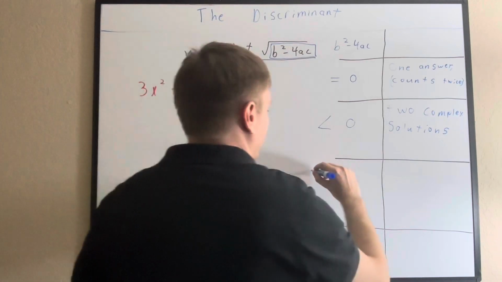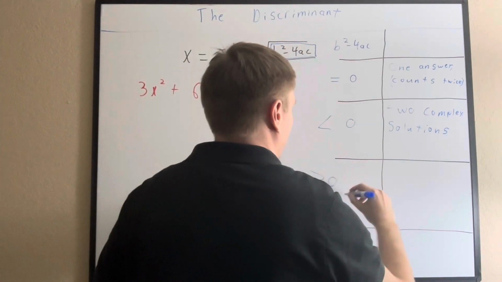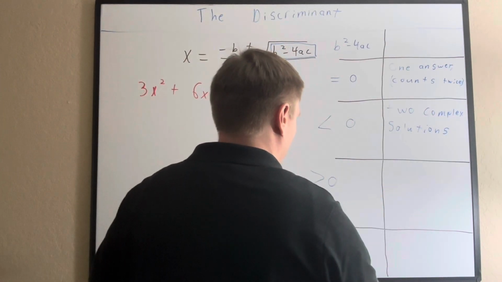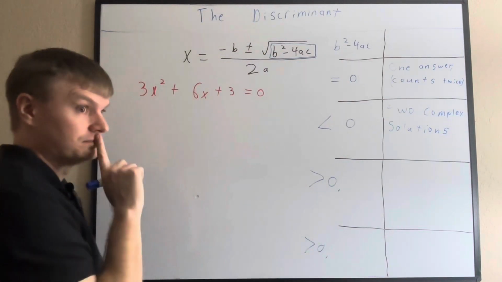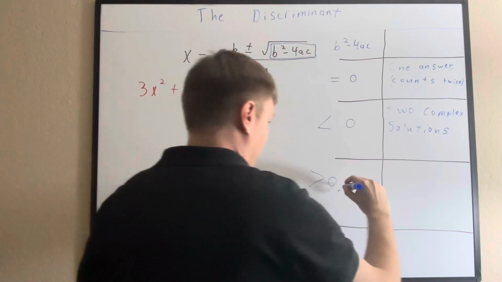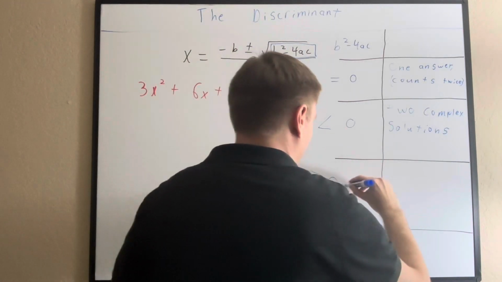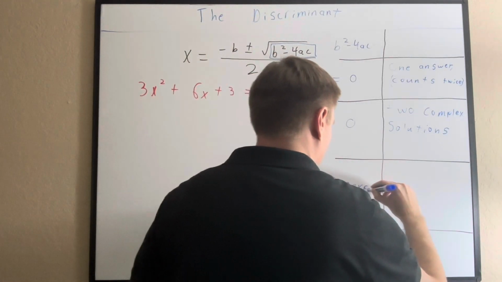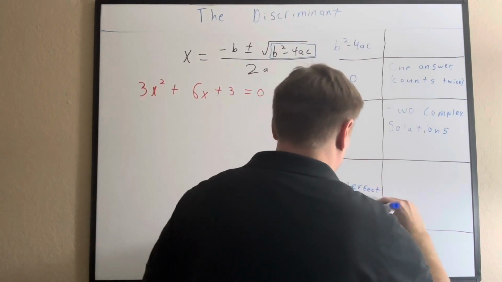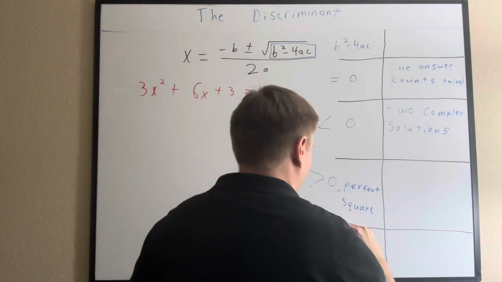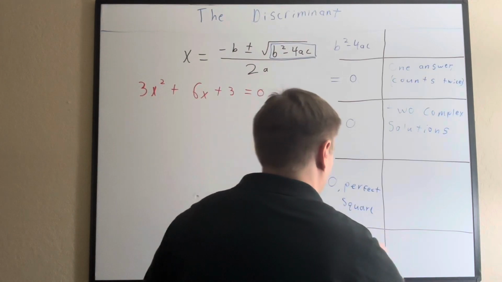Now, there are 2 more, and they both include numbers that are greater than 0, but there's a difference. You could have something greater than 0 and have it be a perfect square. Or there's lots of numbers that are not perfect squares.